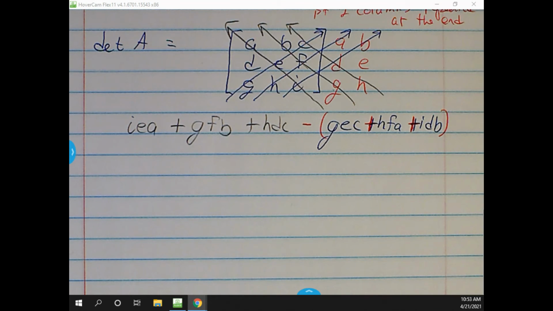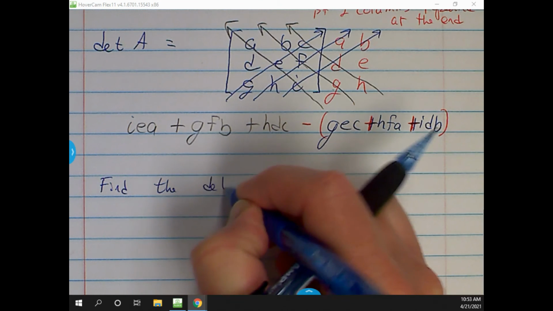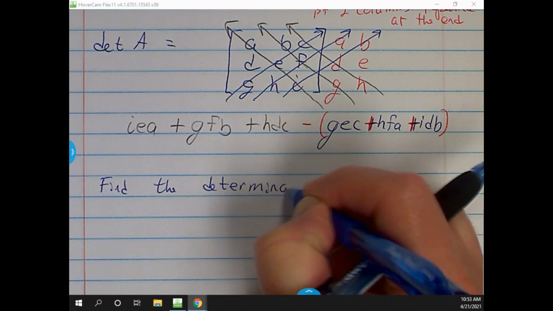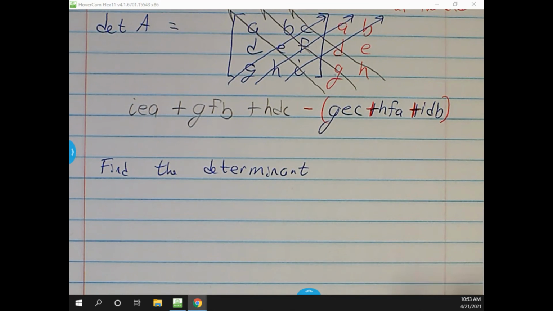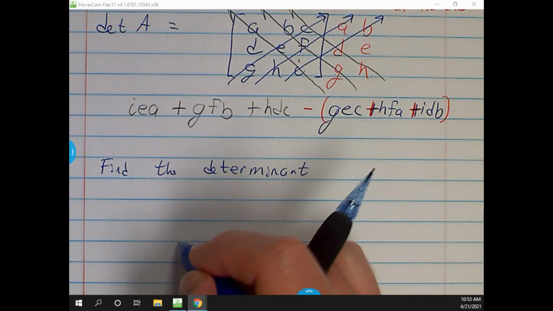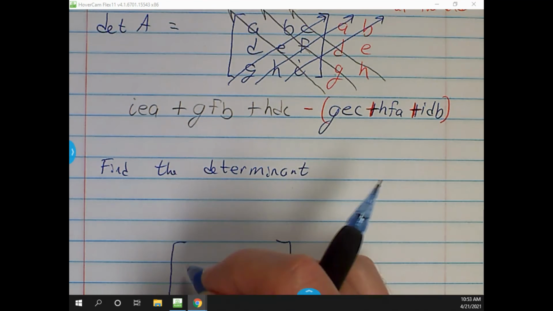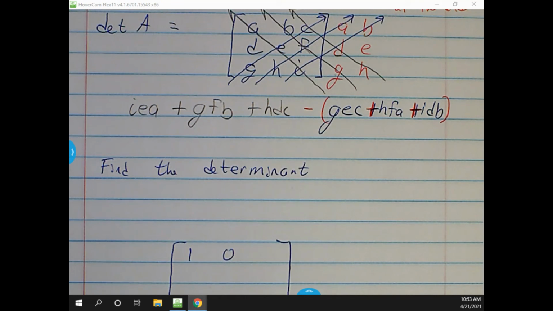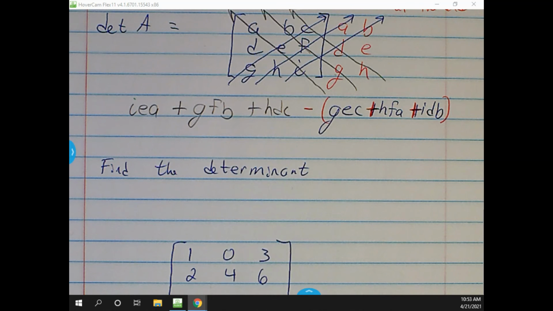All right, so we're going to find the determinant. Again, leave a little bit of room here. I'll make sure I leave plenty of room up here because we're going to do all the work above it, just like we're doing here. We're just going to do it one time so we can keep up with it. Let's do 1, 0, 3; 2, 4, 6; and 5, negative 1, 3.